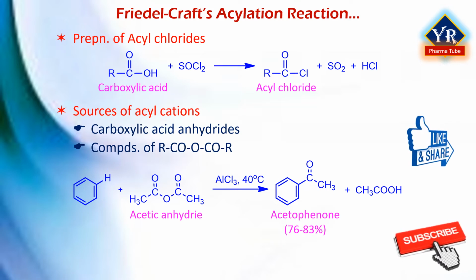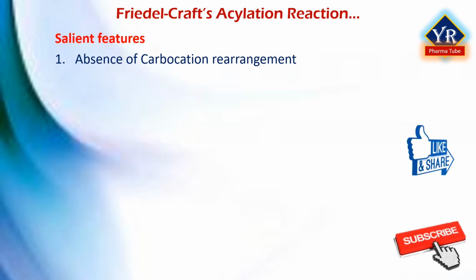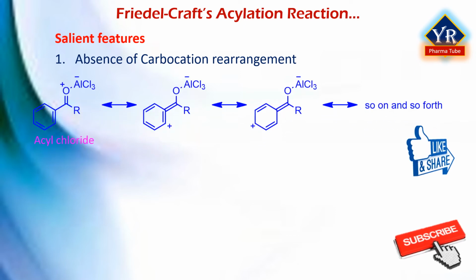See the reaction. There are certain noticeable salient features of Friedel-Crafts acylation that will be discussed here. Number 1. Absence of carbocation rearrangement. The carbonium ion gets duly stabilized by resonance according to the sequence of reactions shown here. Thus, the positive charge located on the oxygen atom in the carbonium ion gets delocalized to the resonating structures in the benzene ring, structures 1 and 2 respectively, and so on and so forth.